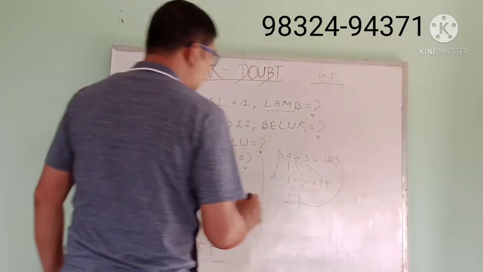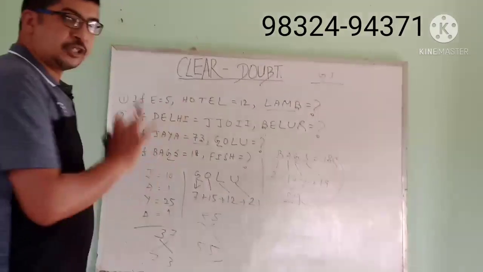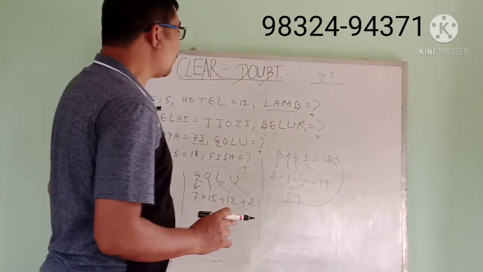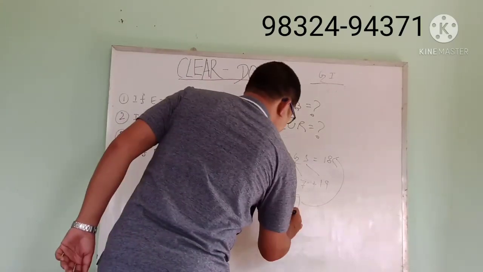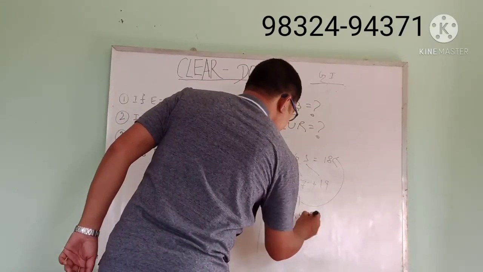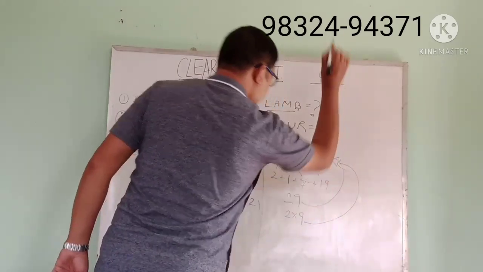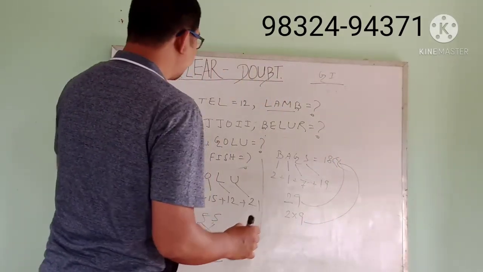There is also an inner calculation. Inner calculation means how 18 comes from 29. It has a mathematical calculation: 2 into 9 is 18.